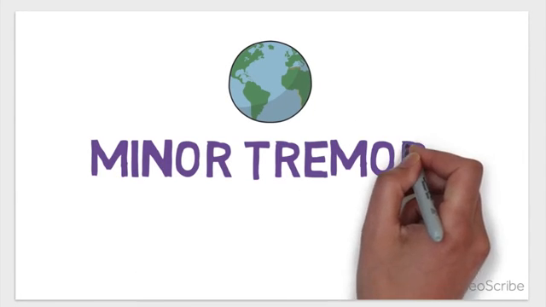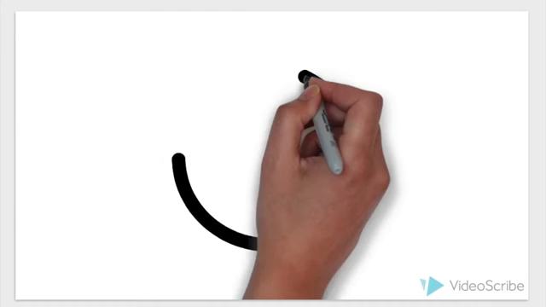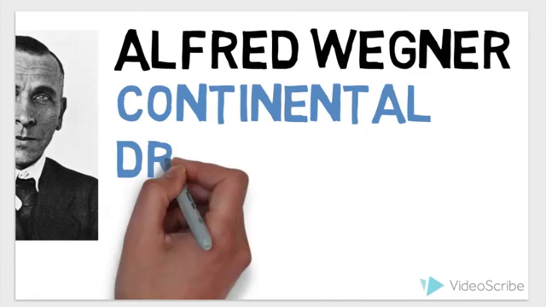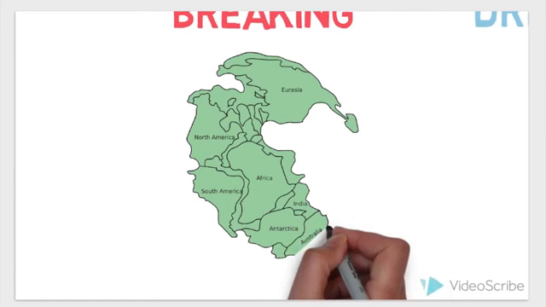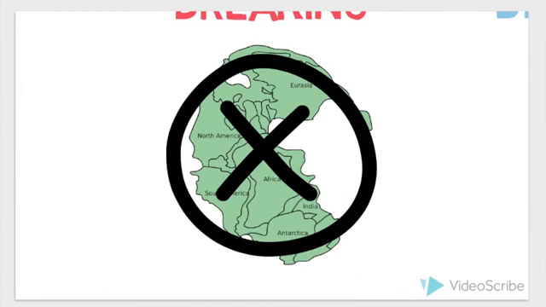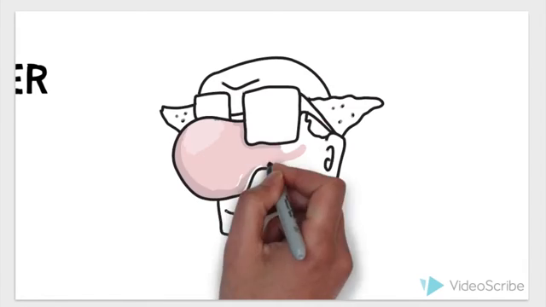Every day, the Earth experiences minor tremors that we can't feel. But why do these tremors happen anyway? In 1912, Alfred Wegener proposed the continental drift theory that explains the breaking and drifting of the continents. The idea of Pangaea was born but was quickly rejected due to the lack of scientific evidence.